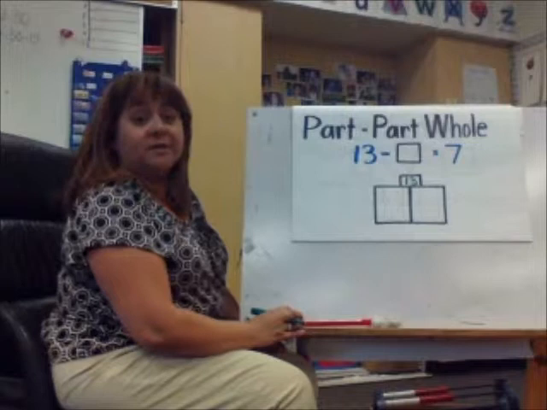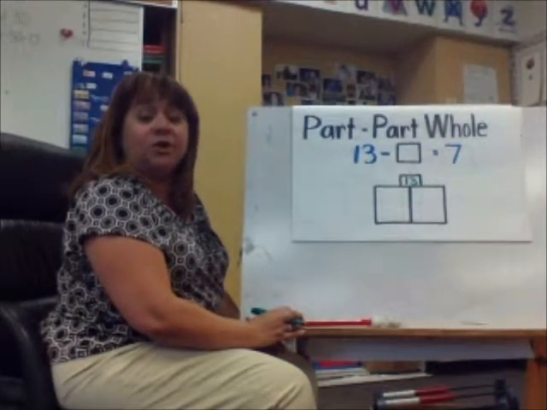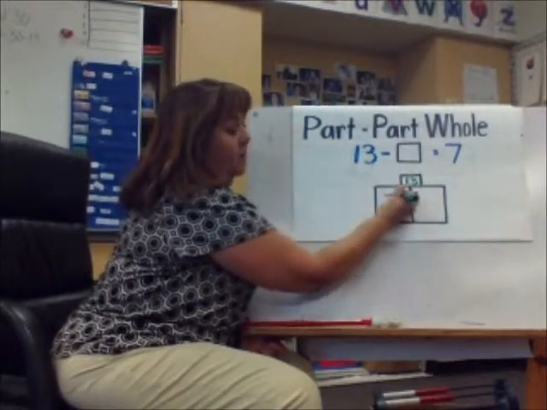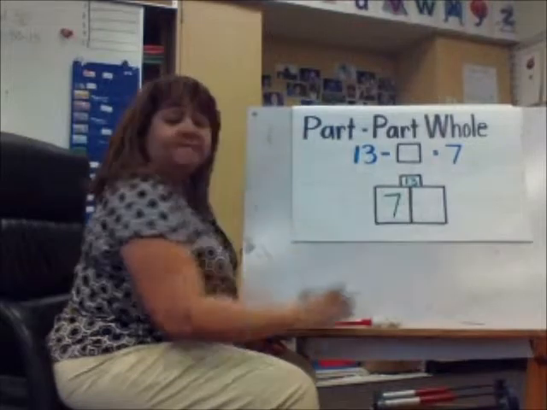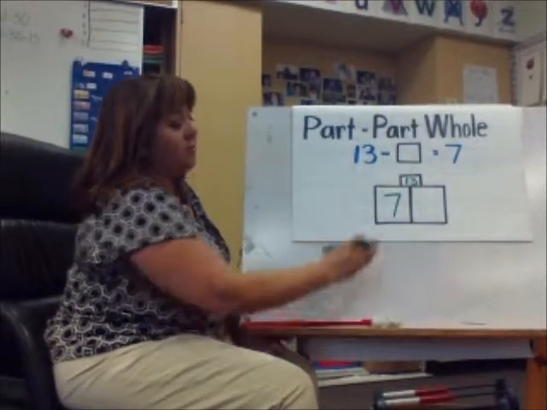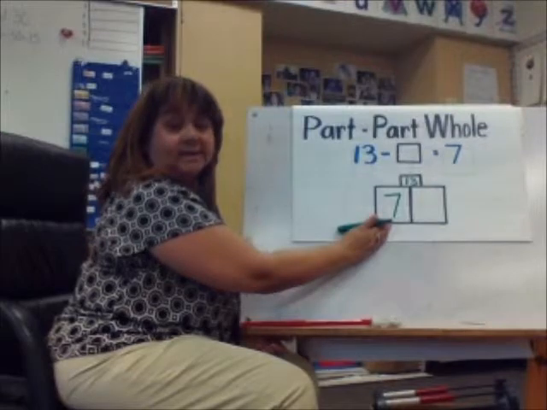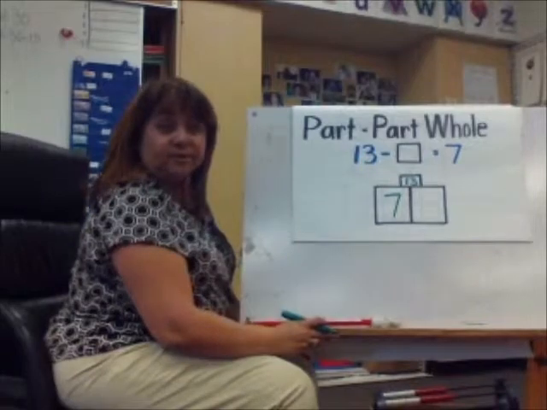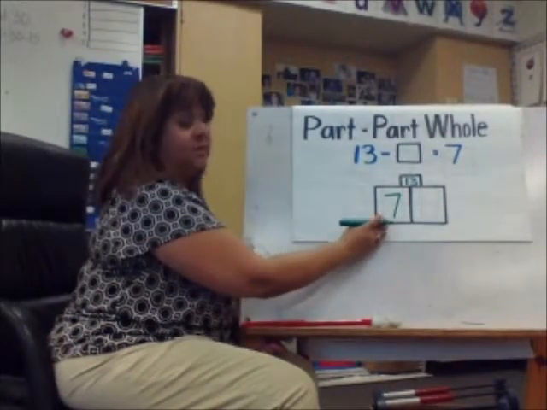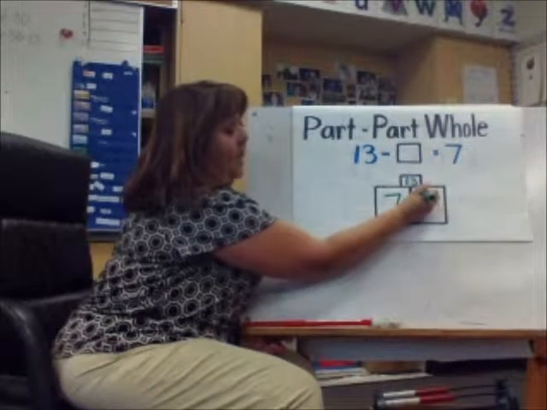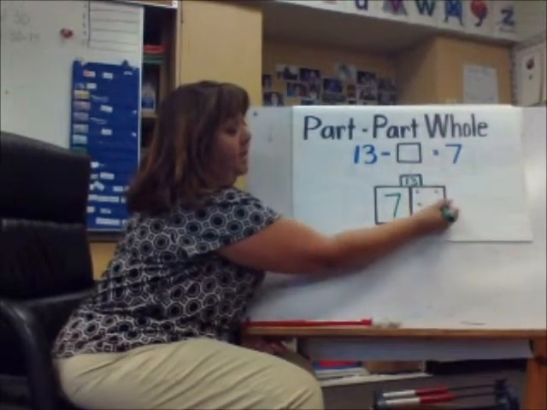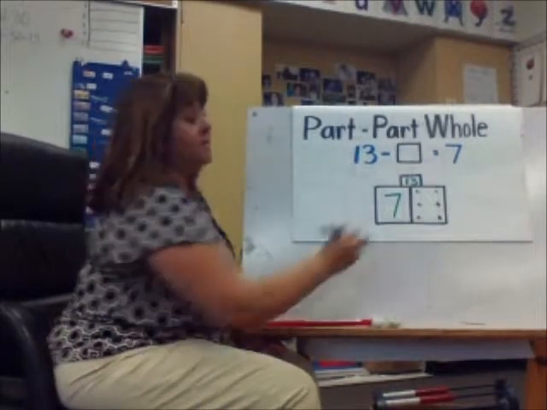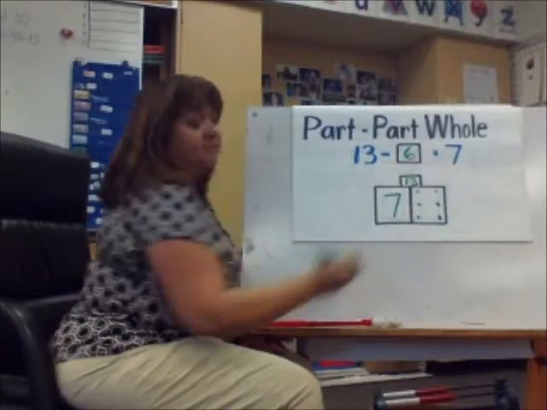We also have a part that we know, and they have a chant that we say, the part you know is the part you see. They can see this part, so they know that goes here. And now to find the remaining number, we start with the number that comes next in the counting sequence. And we're going to keep making the dots until we get to the number 13. So while your child is doing this, they'll say 7, 8, 9, 10, 11, 12, 13, which will leave them with 6 as the missing part.